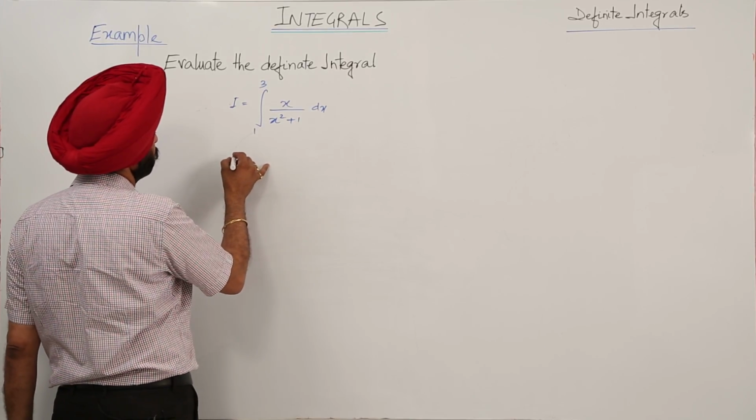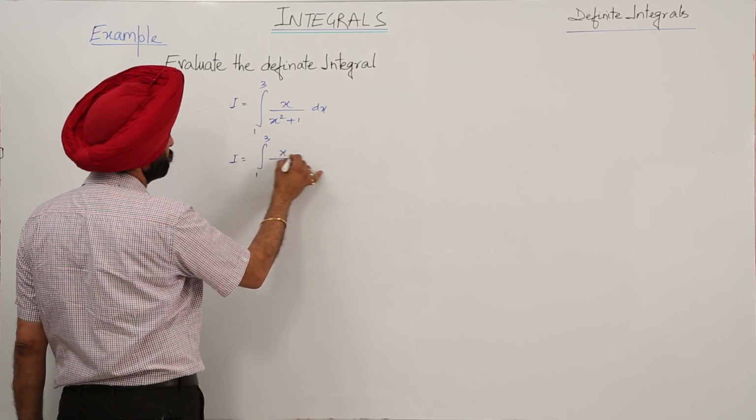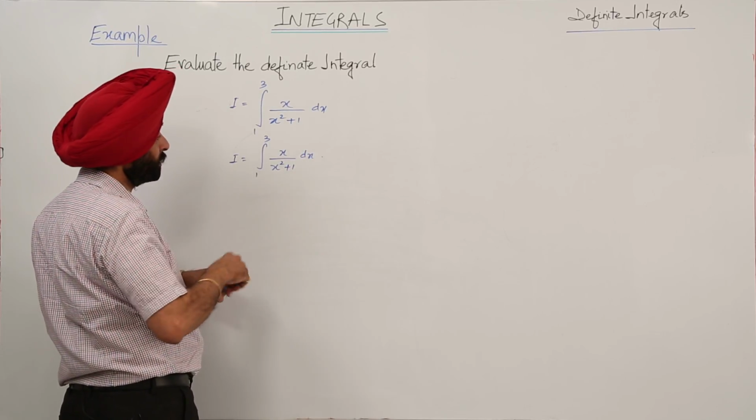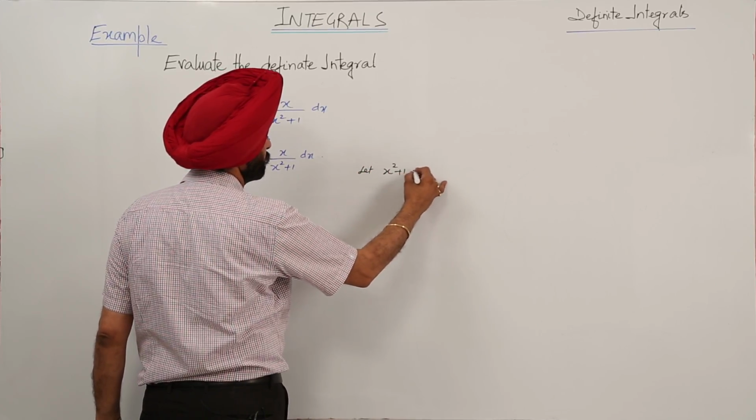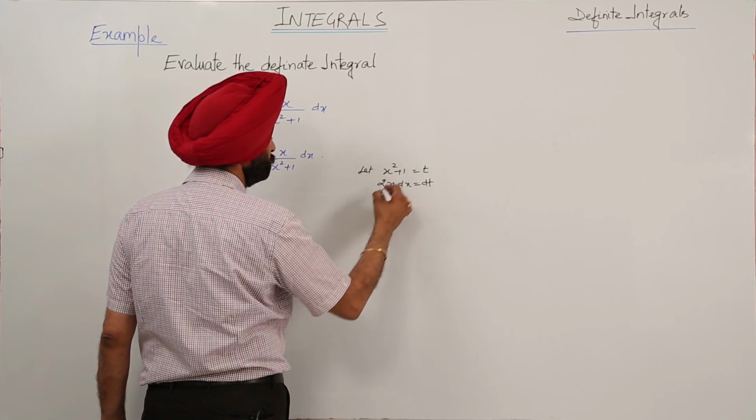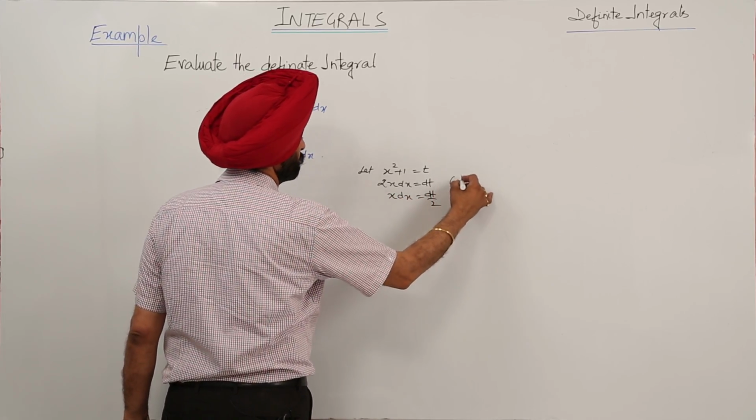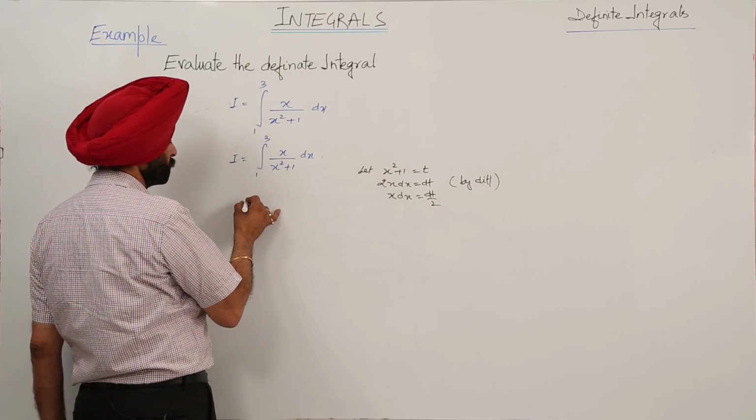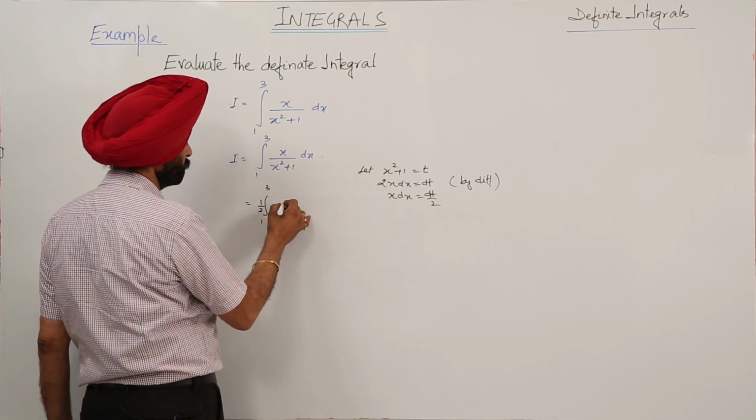Next question we are having integration from 1 to 3 of x upon x square plus 1 dx. Now we can write this as: let x square plus 1 is equal to t. By differentiating, 2x dx is equal to dt, so x dx is equal to dt upon 2.